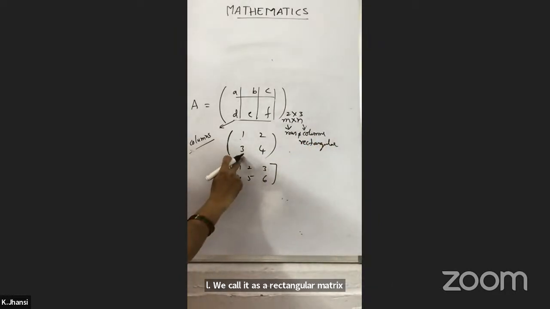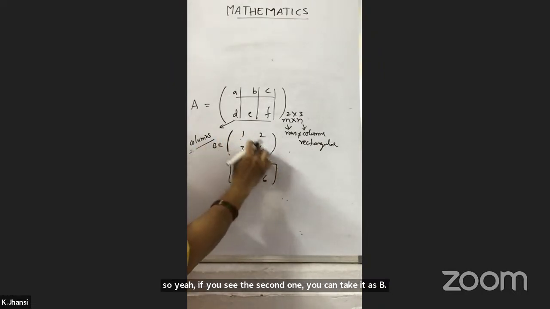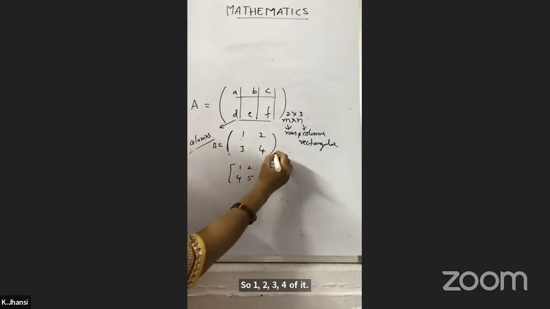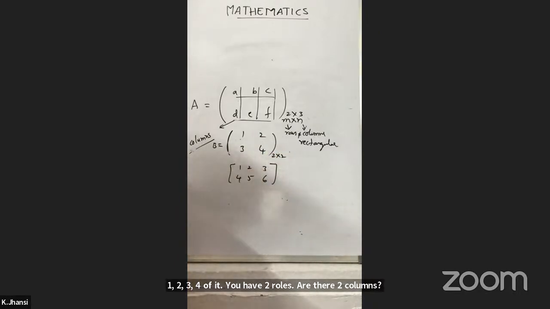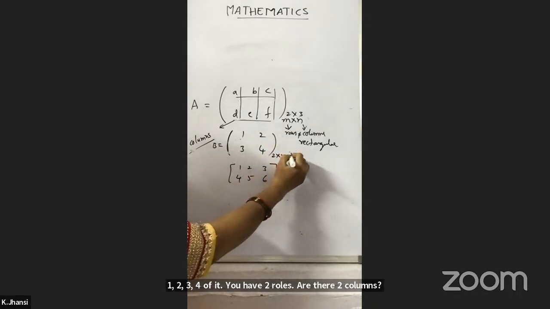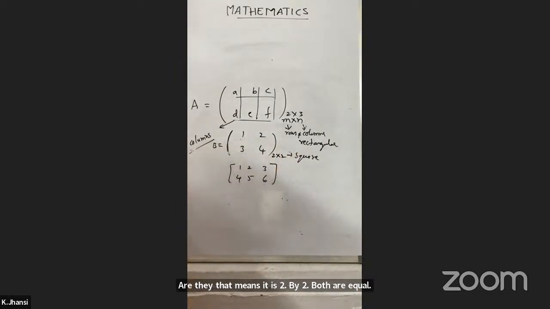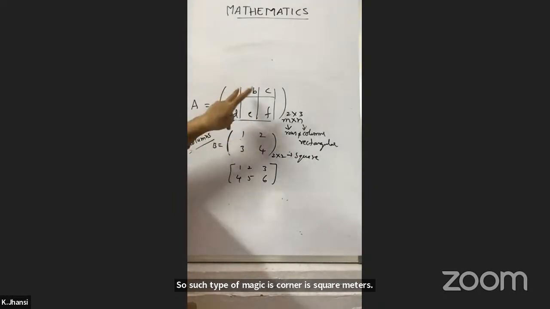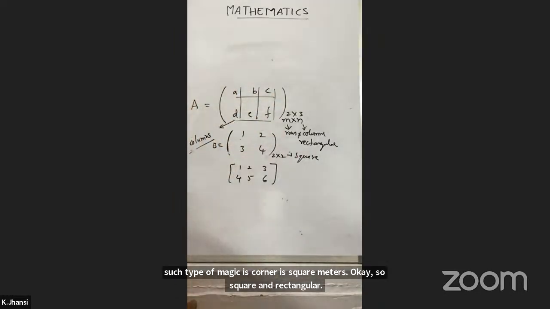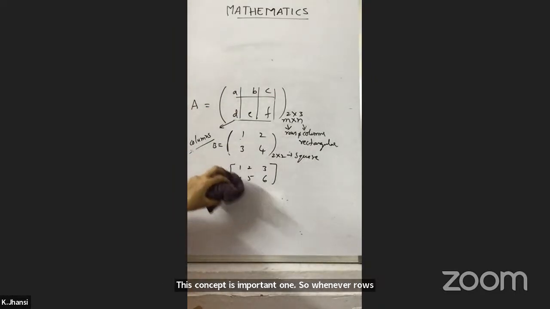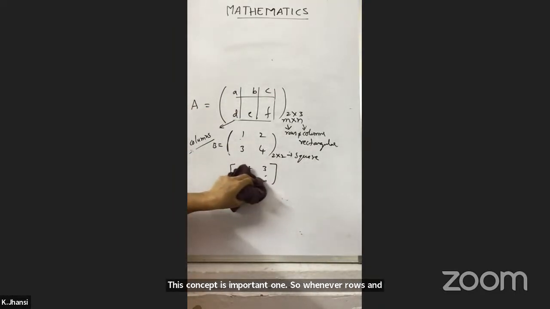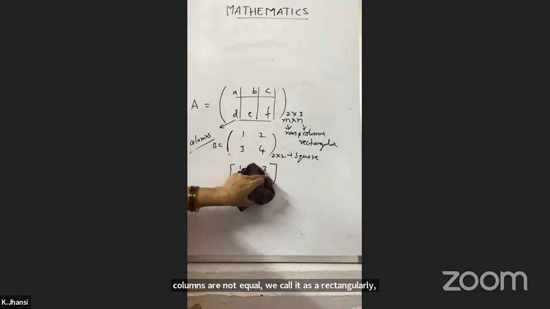Okay, so if you see the second one, you can take it as B. So 1, 2, 3, 4 are there. Here 2 rows are there, 2 columns are there. That means it is 2 by 2. Both are equal, no? So such a type of matrix is called a square matrix. So square and rectangular, this concept is important. Whenever rows and columns are not equal, we call it rectangular. If both are equal, we call it a square matrix.